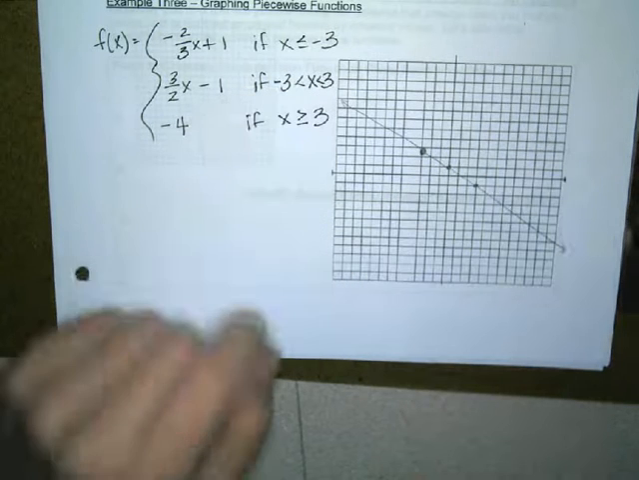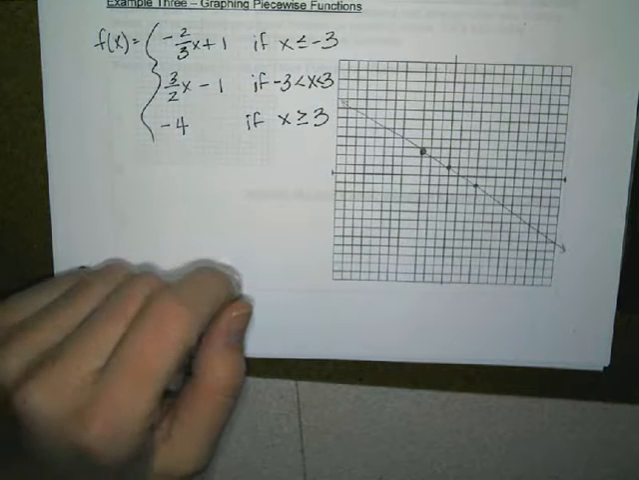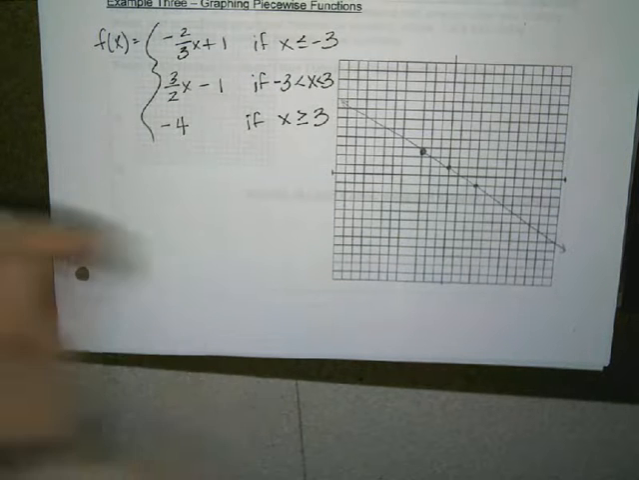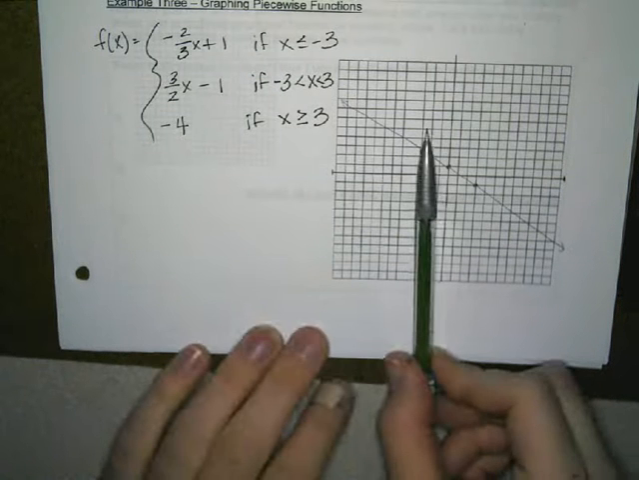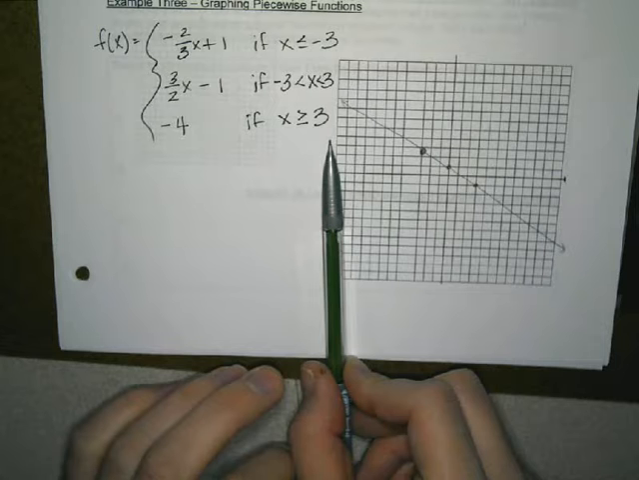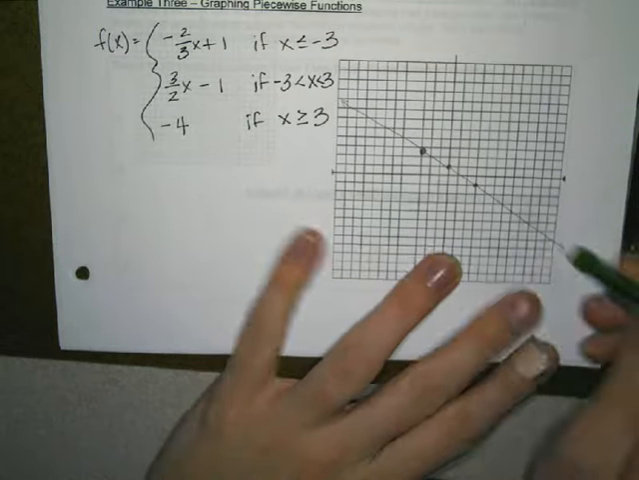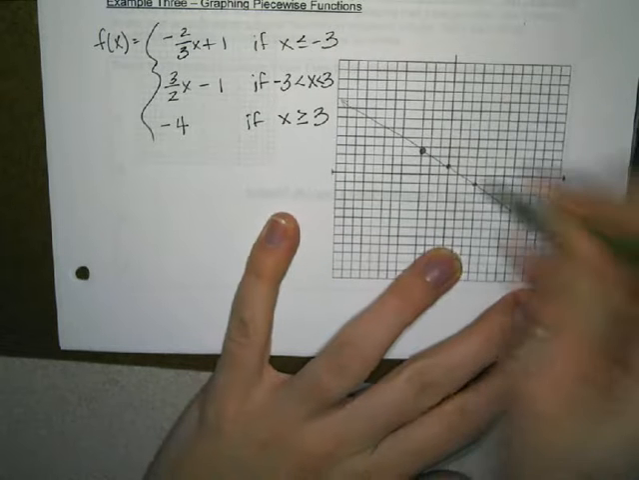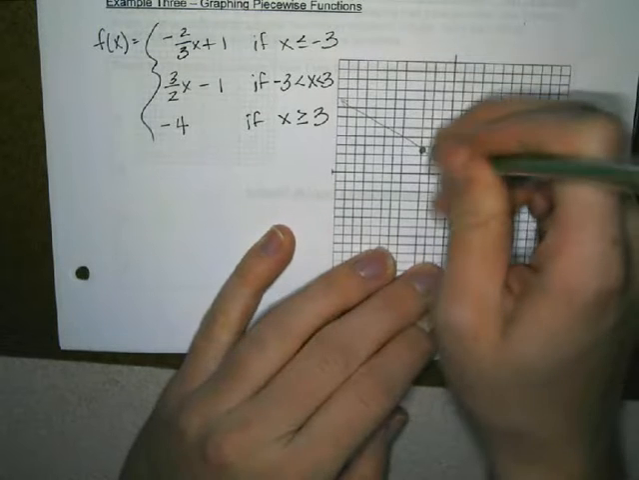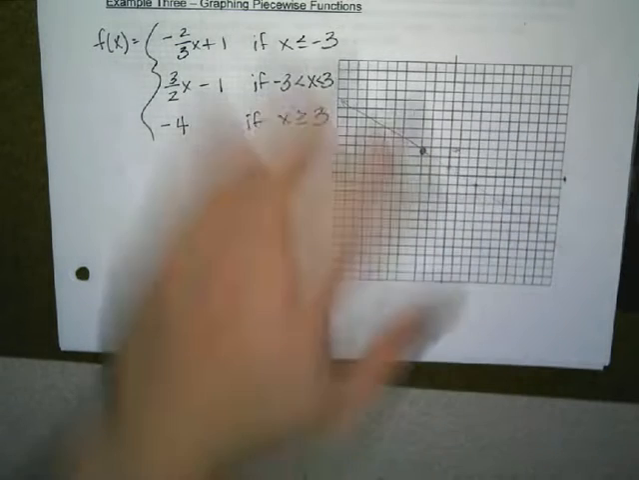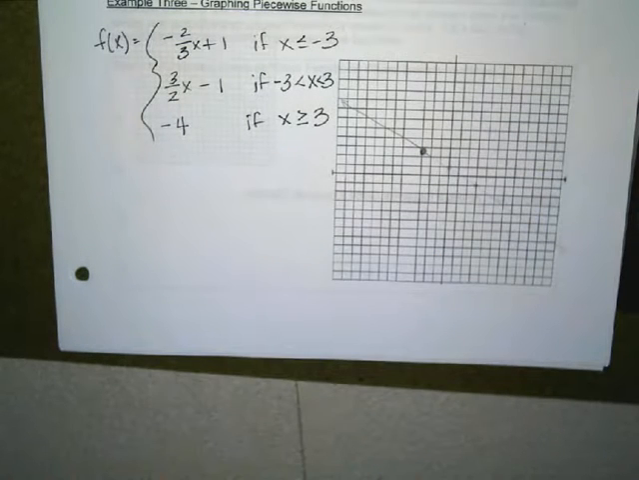And then I need to keep the part of the line where x is less than -3. So x values that are less than -3 are to the left. I'm going to keep that part because that's what the domain states, and erase everything to the right of that cutoff point.